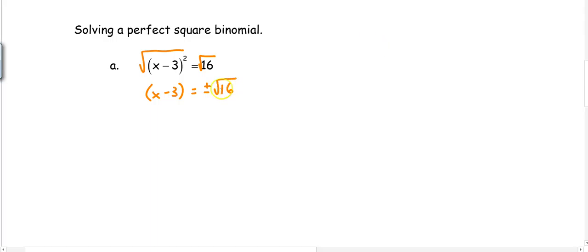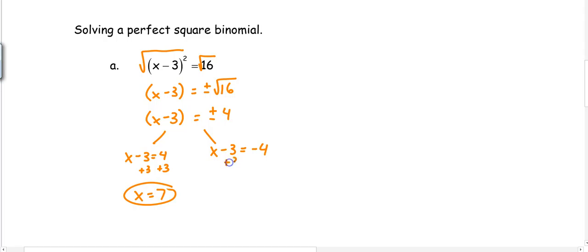So back to this problem, the square root of 16, we have x minus 3 equals plus or minus 4. Now we need to solve for x, so we're going to split this into two problems. We have x minus 3 equals 4, and x minus 3 equals negative 4, and we're going to solve for x. I'm going to add 3 to both sides, and I get that x is 7, or add 3 to both sides and get that x is negative 1.